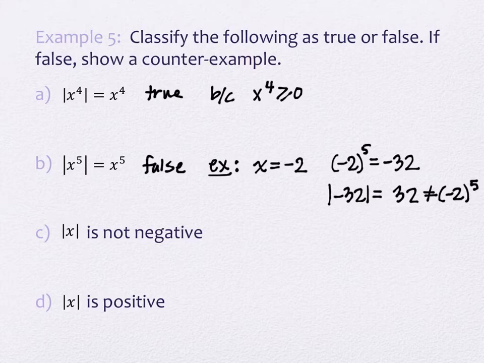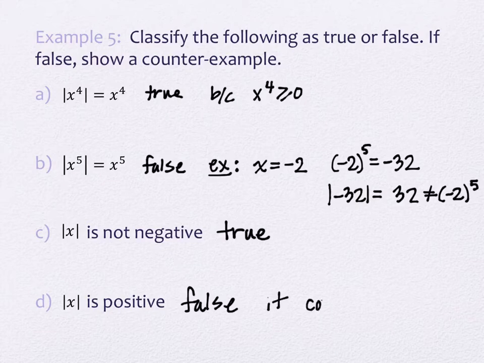The absolute value of x is not negative. Is that true or false? That is true. The absolute value of x is positive. It could be 0, so it's false, yeah. So this is false because it could be 0.